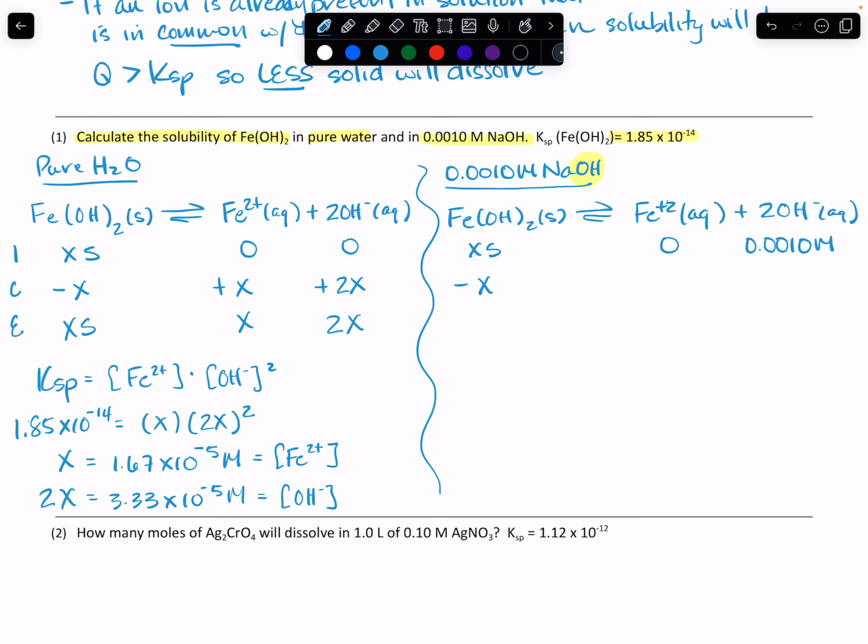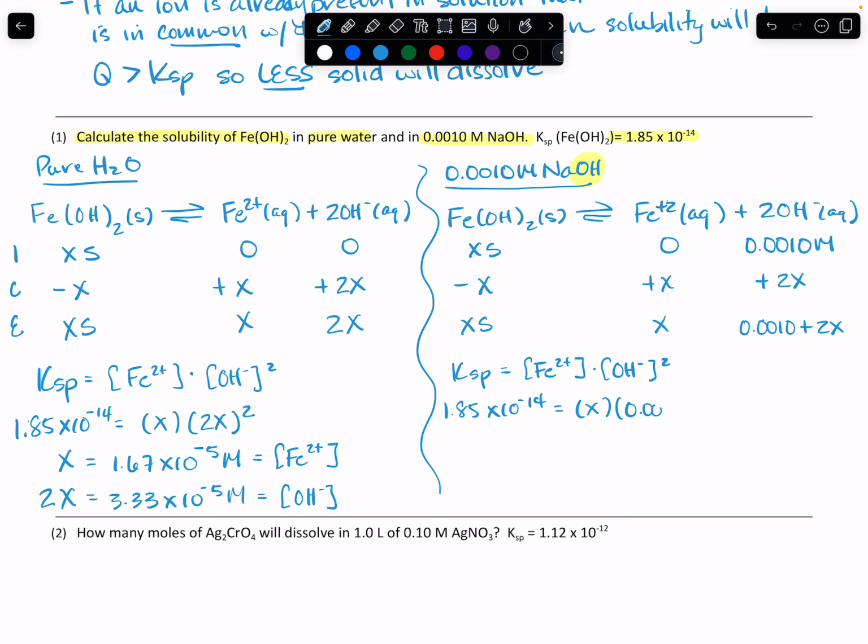Then we have the change, minus x, plus x, plus 2x, and then in the end, excess for that iron hydroxide, x for the iron ions, and 0.0010 plus 2x for the hydroxide ions. We're again going to do Ksp. It's going to look exactly the same as we did with our pure water. Don't forget your square for your hydroxide. And then we plug in 1.85 times 10 to the negative 14th, equals x times (0.0010 plus 2x) squared.